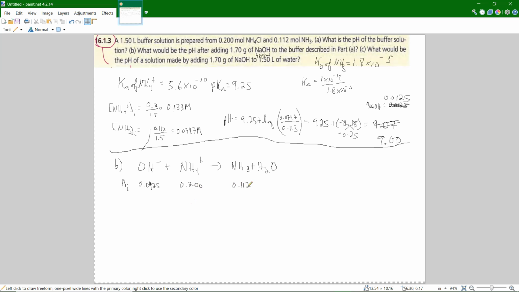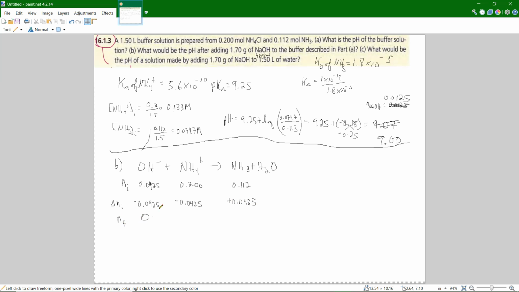Okay, so we have moles of each of these. Then the change in the number of moles, well, OH minus better be my limiting reactant. If it's not, it's not going to be a buffer. If it wasn't the limiting reactant, then we would have lost our buffer capacity, something we're going to talk about in more detail later on in this lecture. So we lose 0.0425 of the OH minus. We lose 0.0425 of the NH4 plus, and we gain 0.0425 of the NH3. So at equilibrium, we're going to have no OH minus.